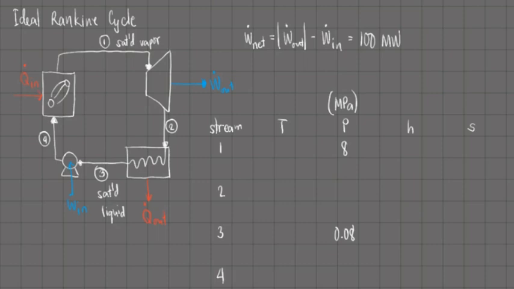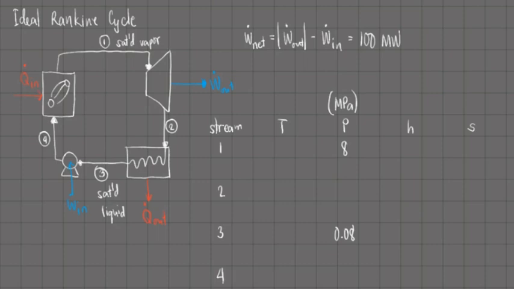So for instance, in stream 1, we were given a saturated vapor at a pressure of 8 megapascals. So we have here stream 1, 8 megapascals of pressure. Also, it was stated in the problem that in stream 3, we have a saturated liquid at a pressure of 0.08 megapascals. Since we know that stream 1 is a saturated vapor, we can use that knowledge along with the pressure to determine its saturation temperature as well as its specific enthalpy and entropy.